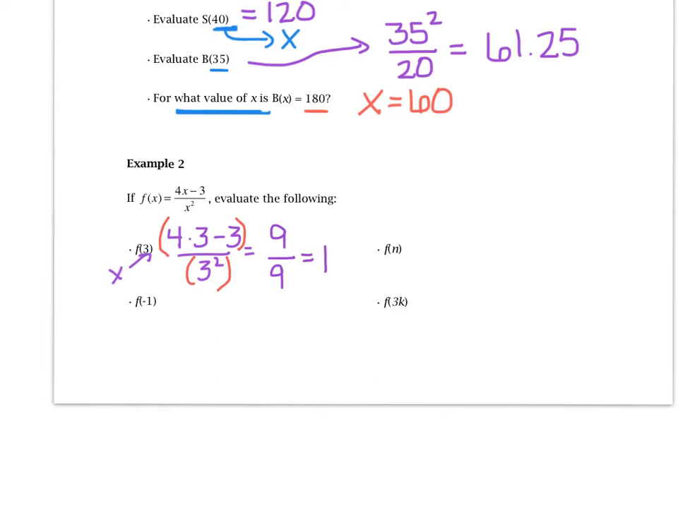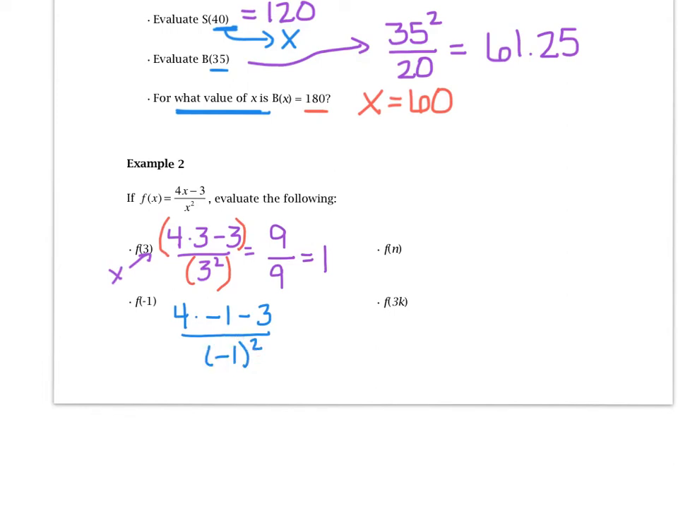So let's try f of negative 1. Same idea here. I'm going to switch colors just so you can tell the difference between the problems. So for f of negative 1, I'm plugging in negative 1 for x. So 4 times negative 1 minus 3 all over negative 1 squared. Notice I put that negative 1 in parentheses when I squared it.